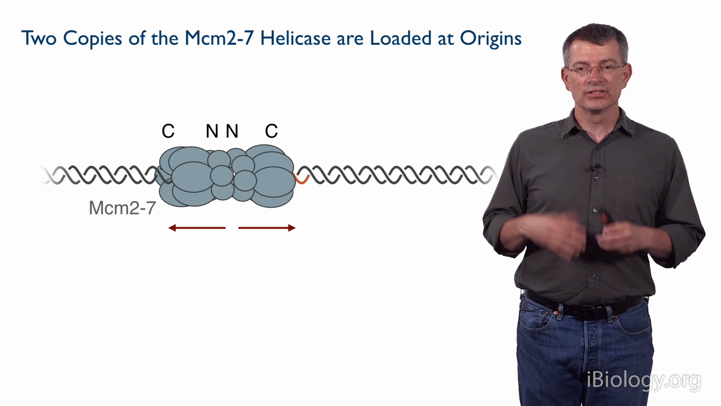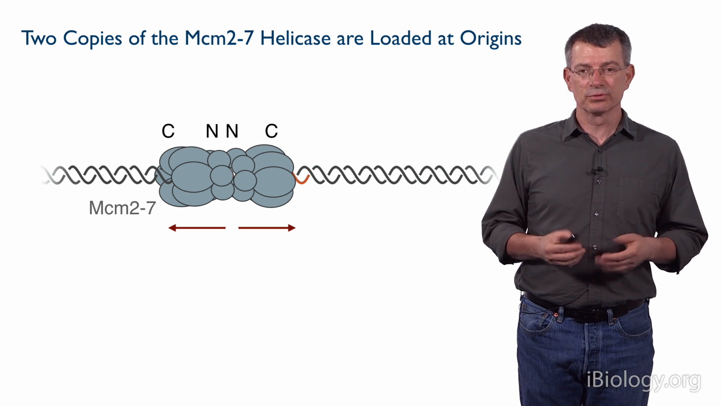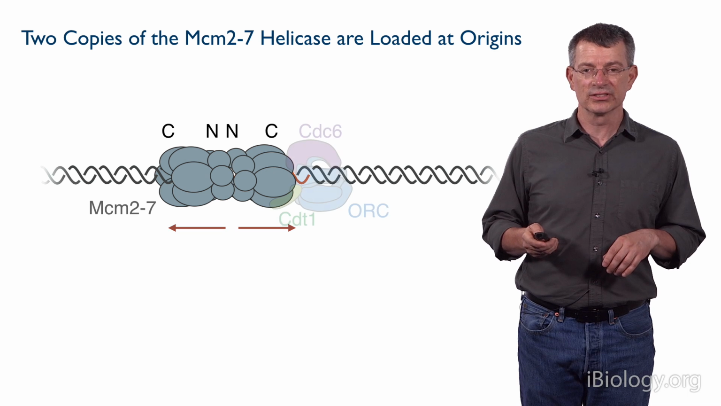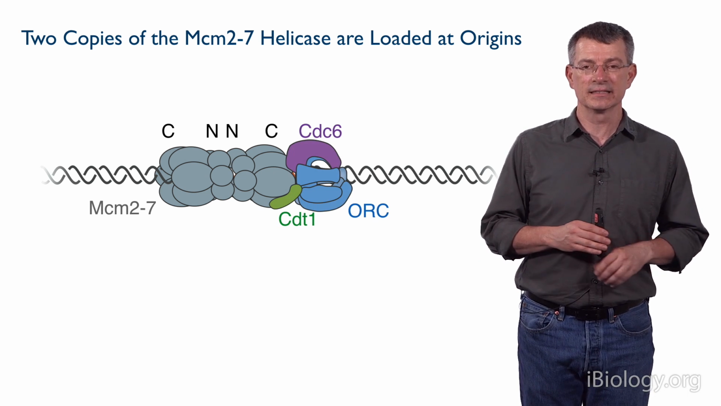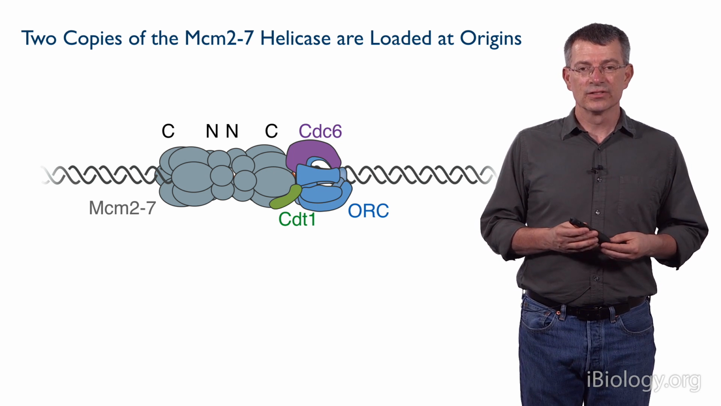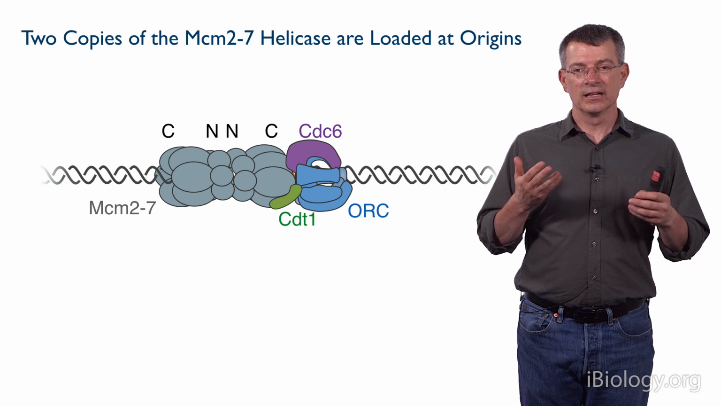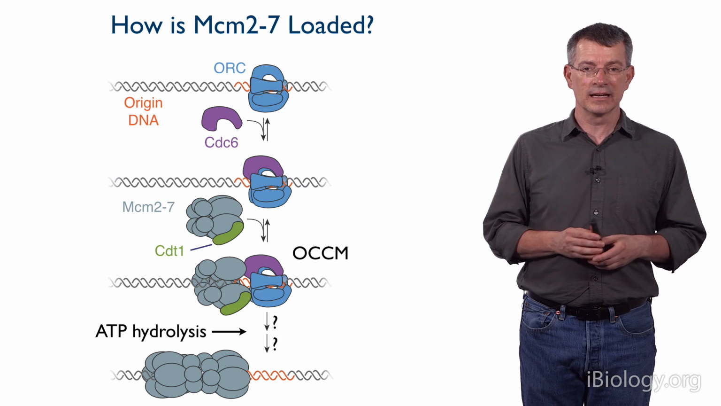Now, the MCM proteins don't do this alone. They require the action of three additional proteins called helicase loading proteins, called ORC for origin recognition complex, CDC6, and Cdt1. Now, a variety of studies from a number of labs has led to an early understanding of this process, and that's outlined on the next slide.